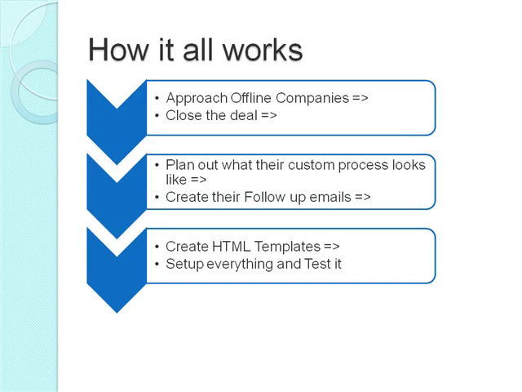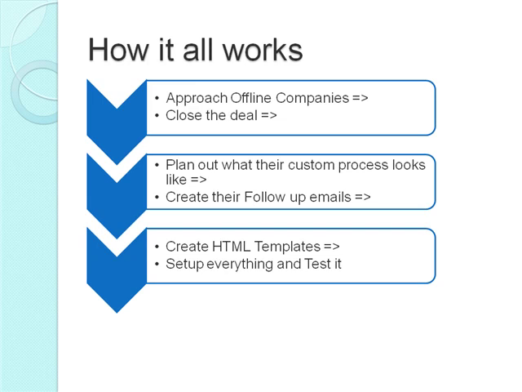How it all works: pretty simple, straightforward idea. A lot of it is focused on approaching offline companies. You approach the offline company, of course, before that, you find them. Then you close the deal. But between those two points, there's a lot that goes into it. Then you need to plan out what their custom process looks like. You have to know their system, how they're marketing, how they're doing their things, because when you set up this system, it's not always going to be the same. Sometimes they need some customization.